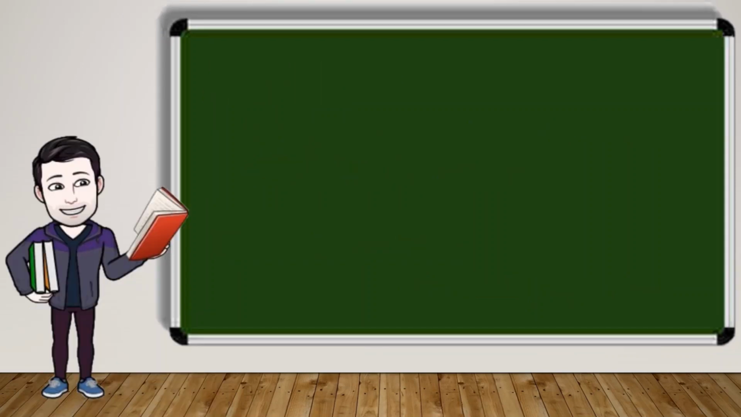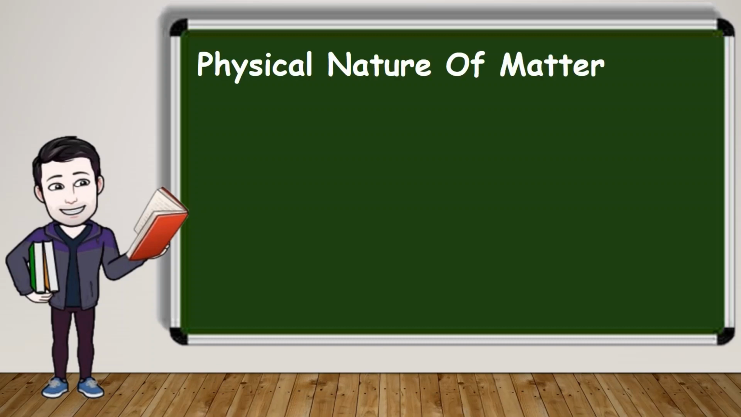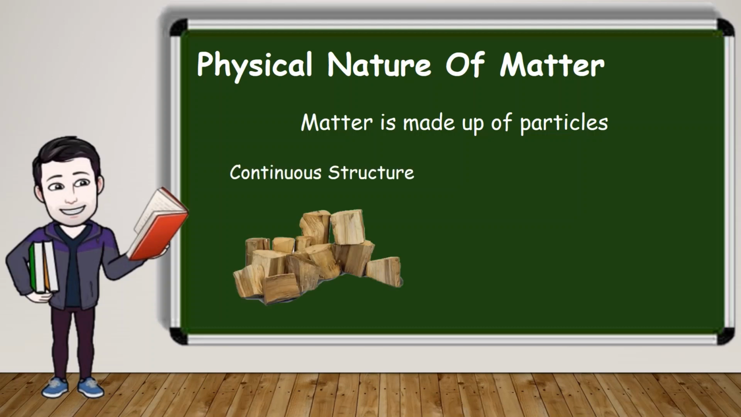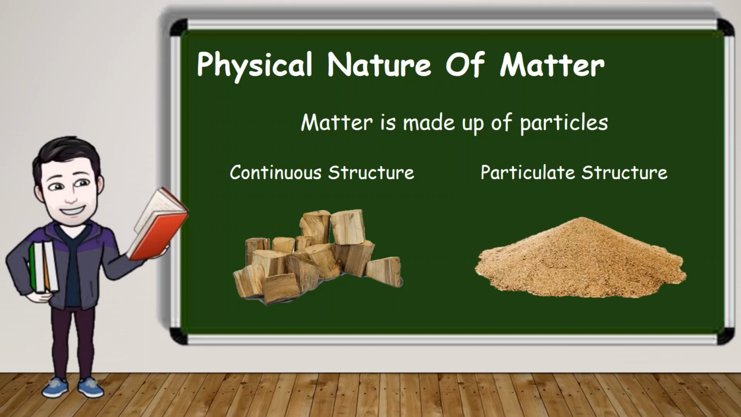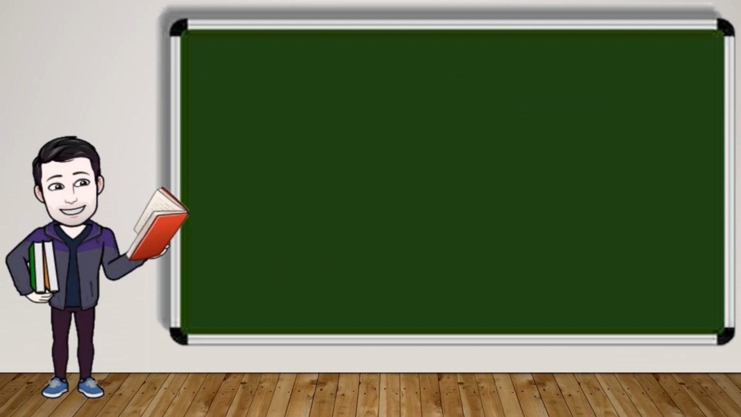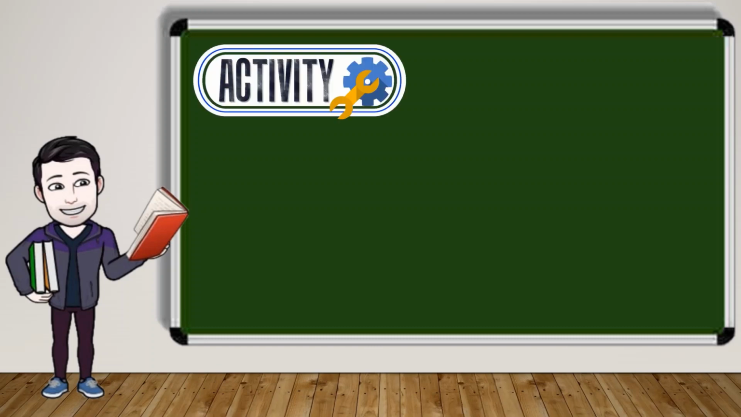In physical properties, firstly, we will see the physical nature of matter. As you all know, matter is made up of particles. But these particles can either be arranged in a continuous structure like wood, or in a particulate structure like sand. This doubt can be solved by performing an activity.